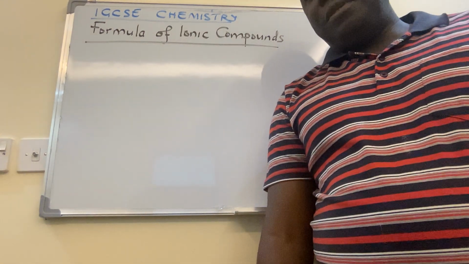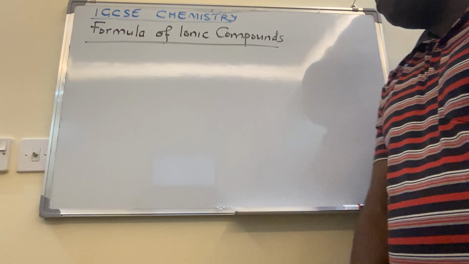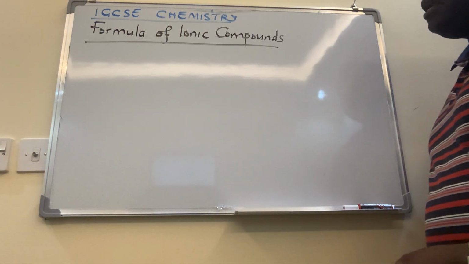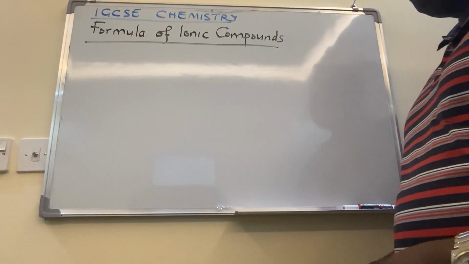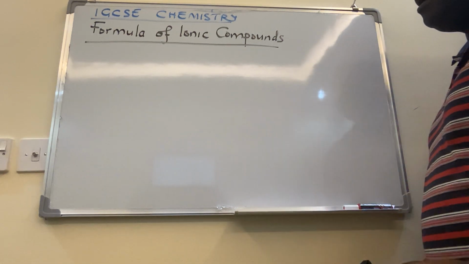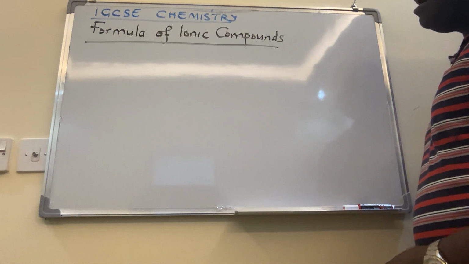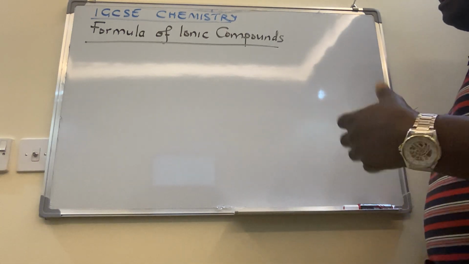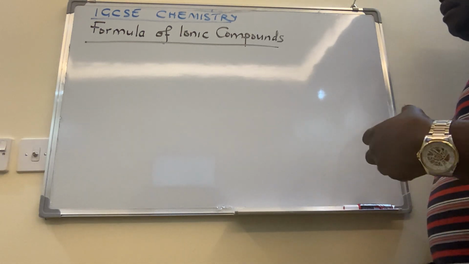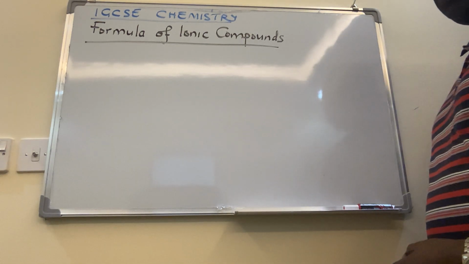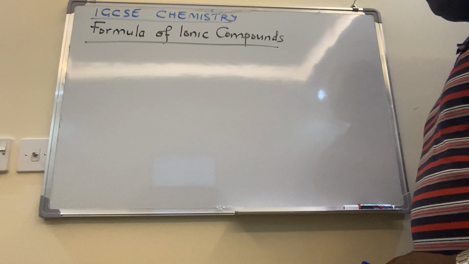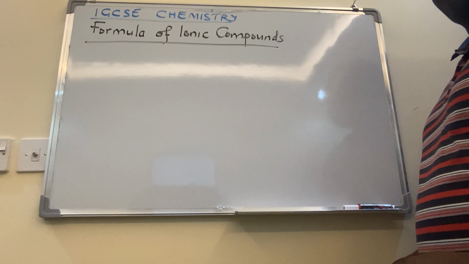Good day, students. Today we are going to look at another session on the formula of ionic compounds. In the previous session, I gave you methods of determining the formula of ionic compounds with simple binary elements, or binary compounds, like sodium oxide, sodium chloride, aluminium bromide. Today, I want to tackle compounds that could have polyatomic ions.